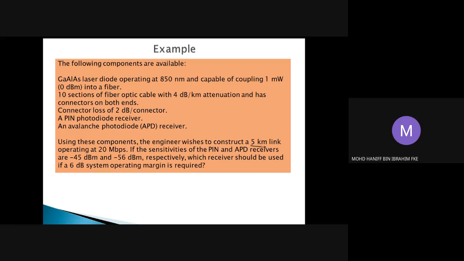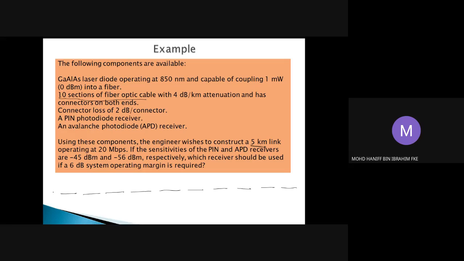Okay, so let us proceed with this solution. But before that, I just want to find out what the value of the loss induced by the fiber optic cable should be, given that we have 10 sections of fiber optic cable. So we have 1, 2, 3, 4, 5, 6, 7, 8, 9, and 10 sections there. 10 sections of fiber optic cable.